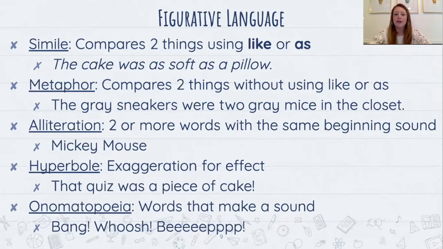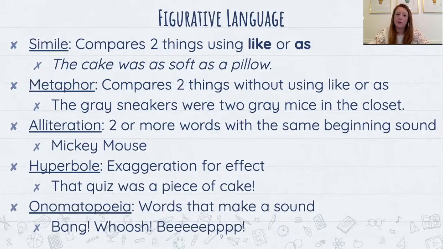A hyperbole is when we exaggerate for effect. And I don't know about you, but I've been using that a lot in my daily life. So one you may have heard before was, that quiz was a piece of cake. Now, obviously, your quiz actually wasn't a piece of cake, although if it was, that'd be pretty fun. But we're saying that quiz was really easy.